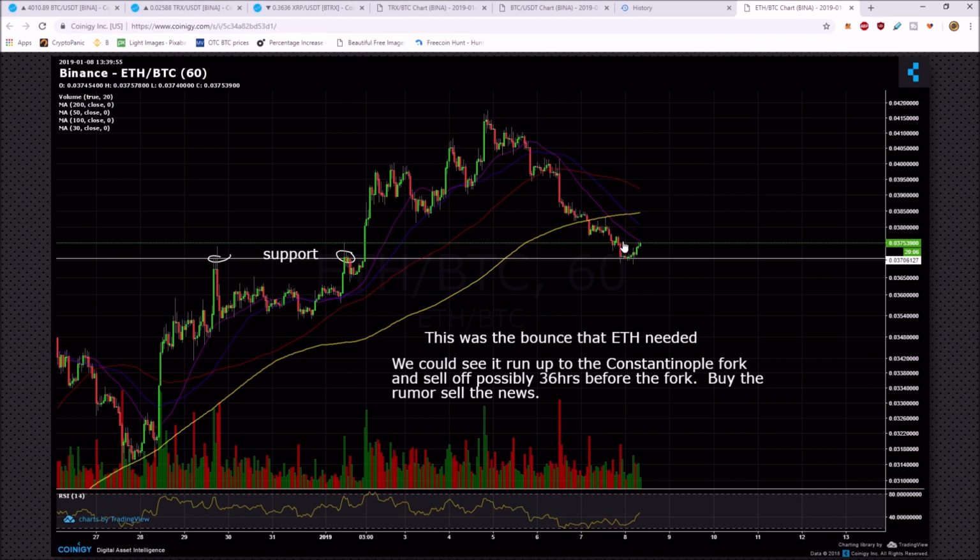This is the bounce, and I posted this last night, where we need a bounce from ETH here. This is the chart I just made recently. See how you find your support, and it bounced right off that support. If you wanted to trade this, you would open your position here on the bounce, and then you put your stop loss down here beneath some support.